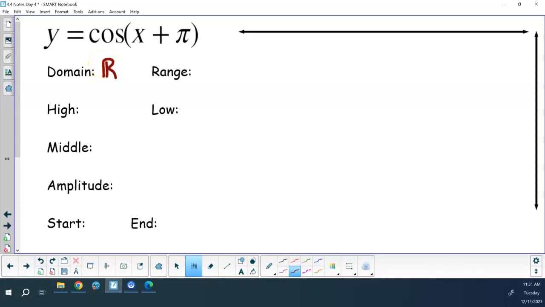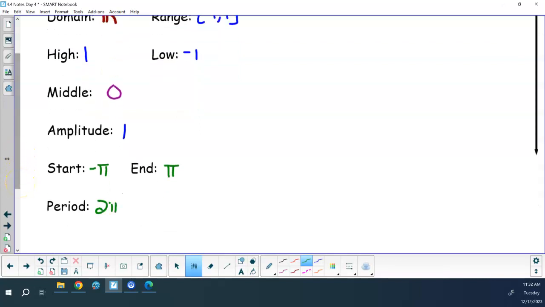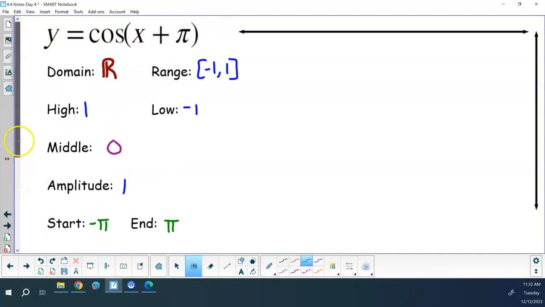Domain, all real numbers. Middle, 0. Amplitude 1, 1, negative 1. Start negative pi. And at pi, because our period is 2 pi. Right? Regular old cosine.